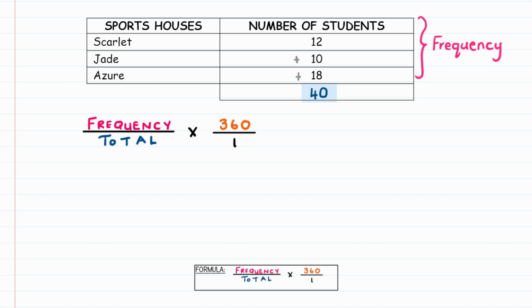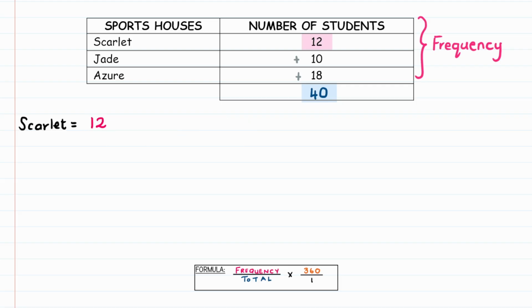So, to find the degrees for the students in Scarlett House, I would say 12 out of 40 times 360 over 1. I can cross-cancel 360 and 40. This gives me 12 over 1 times 9 over 1, which is the same as 12 times 9. This gives me 108 degrees.